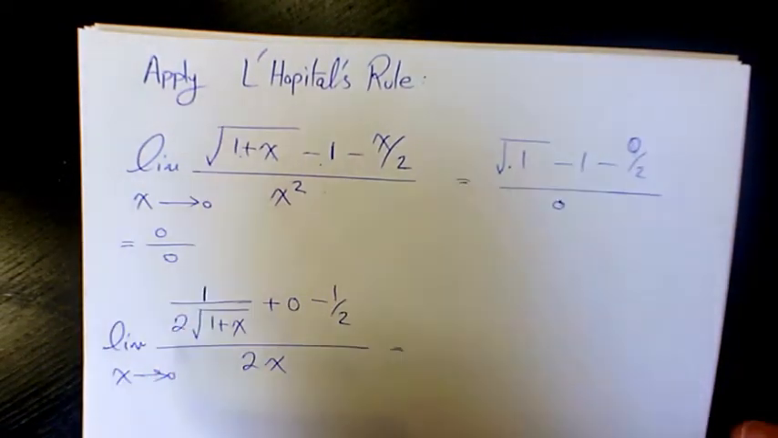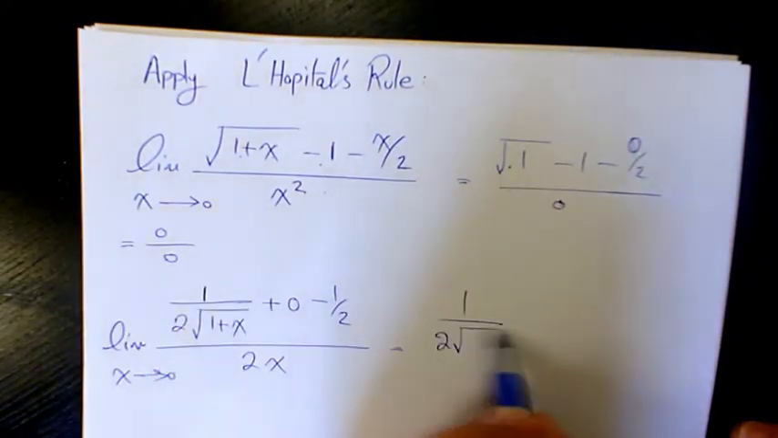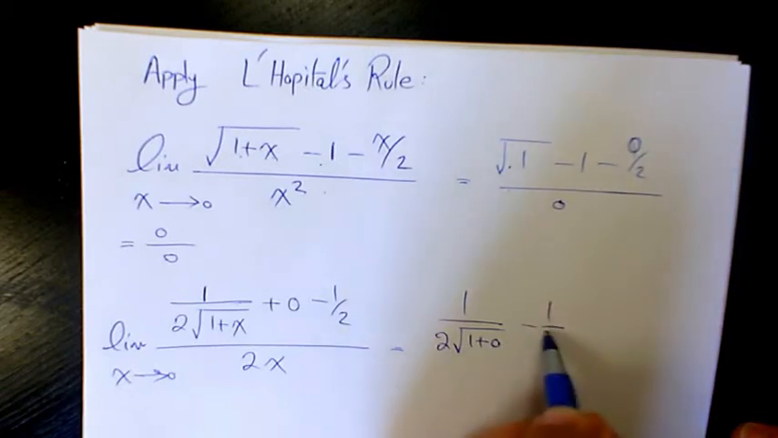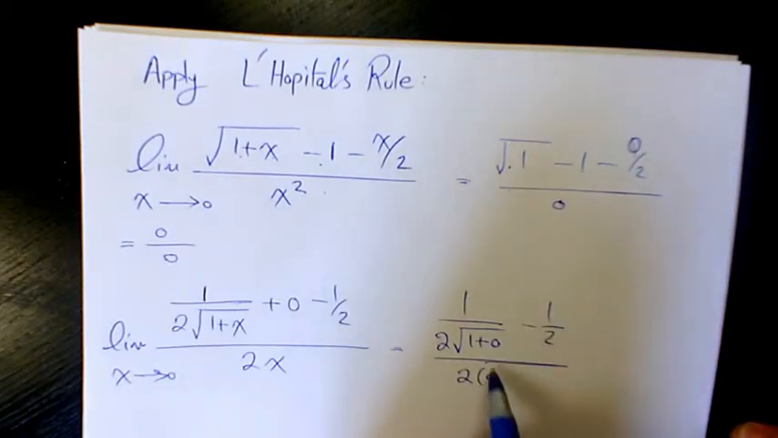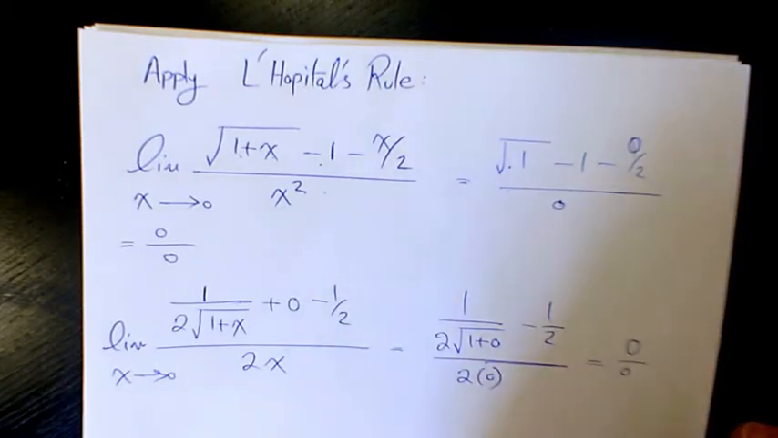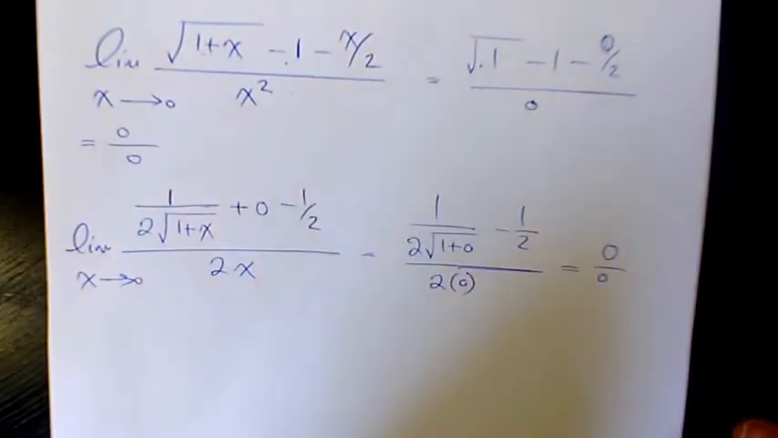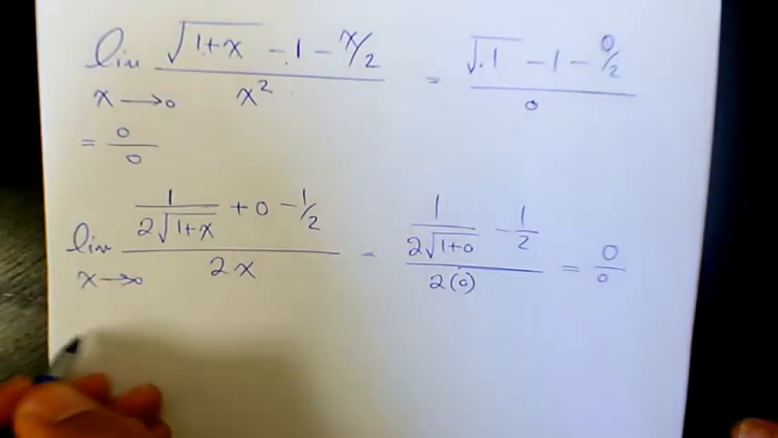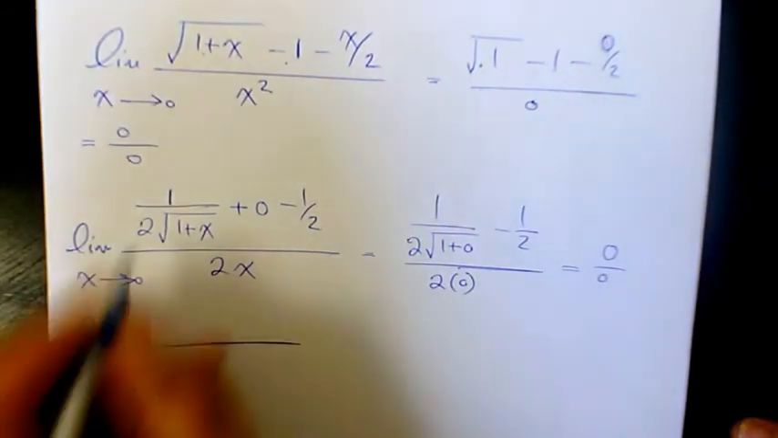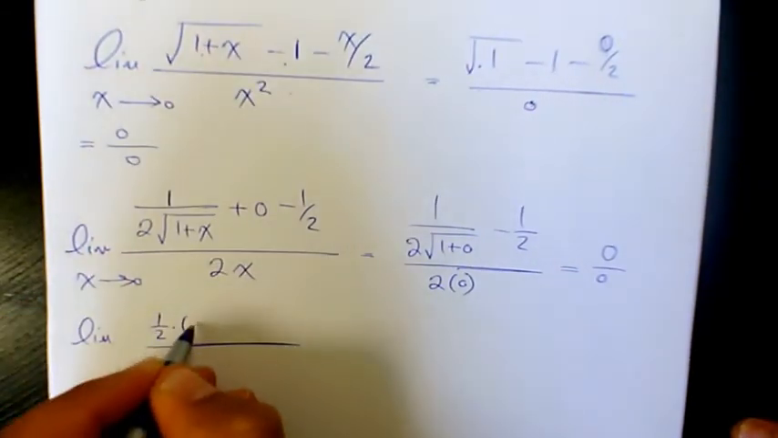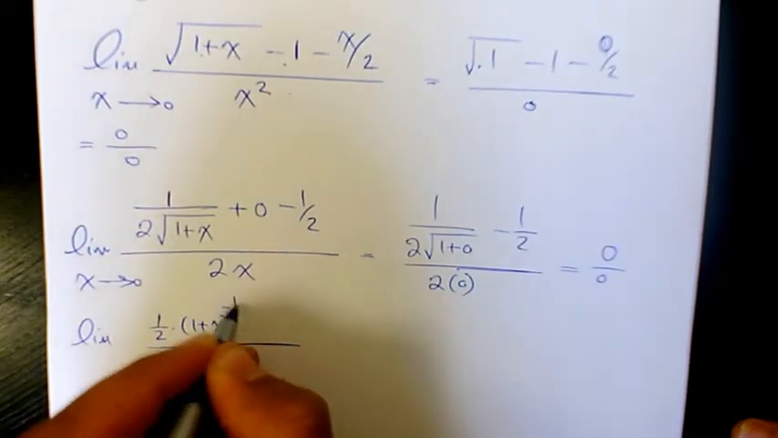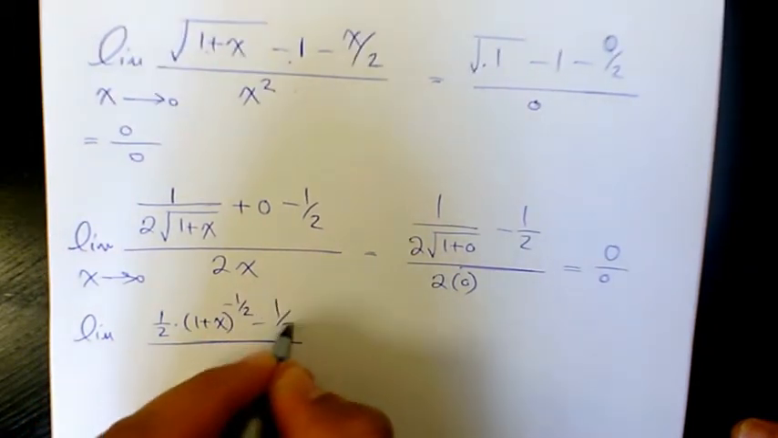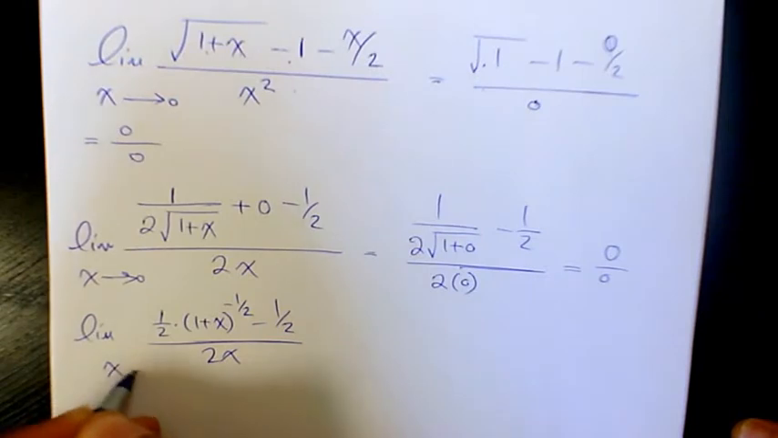So we sub it again, it's going to be 1 over 2 root 1 plus 0 minus 1 over 2, over 2 times 0. Again, as you see here, it is 0 over 0. So we need to use the L'Hopital's rule one more time. I'm going to rewrite it as 1 over 2 times 1 plus x to the power of negative 1 over 2, minus 1 over 2, over 2x, when x approaches 0.